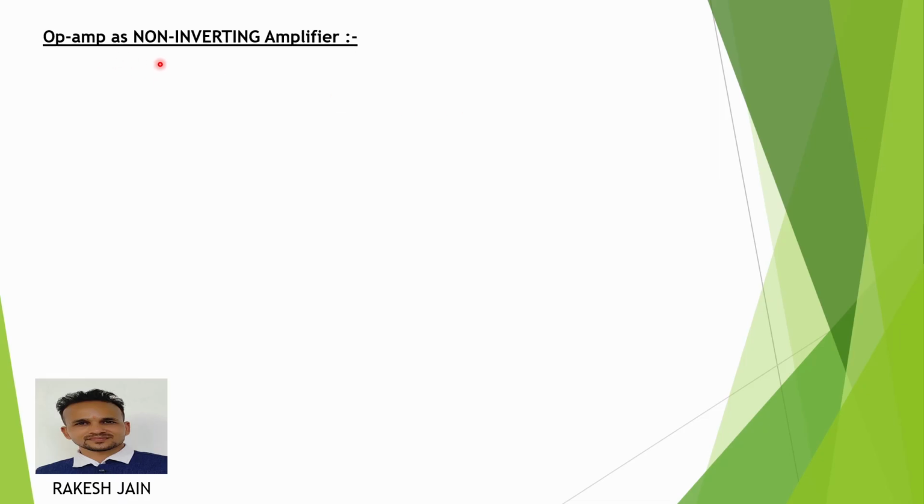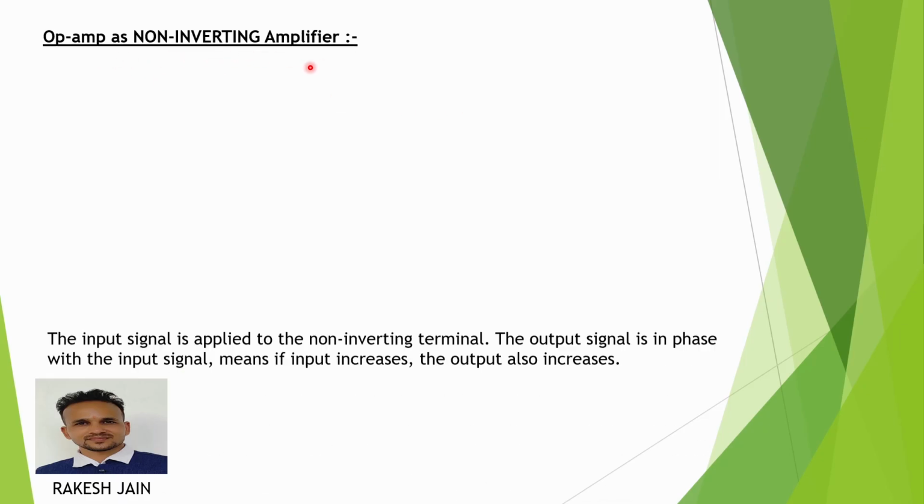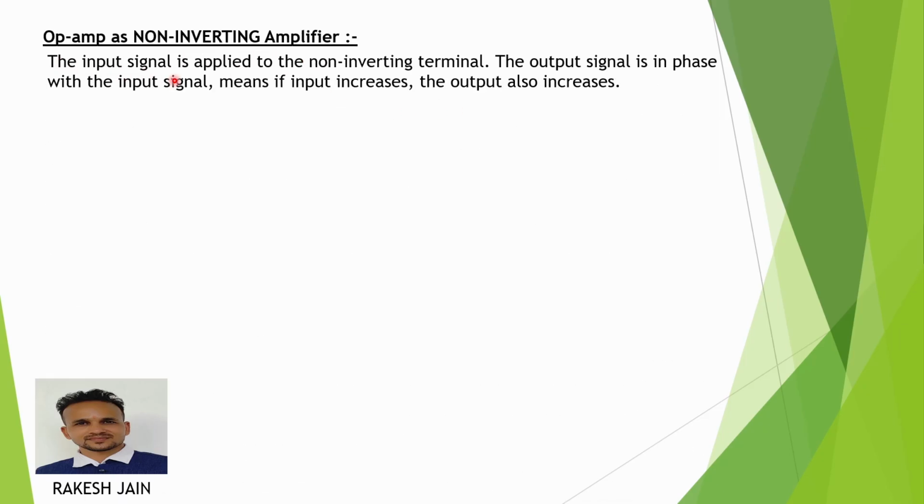Now, operational amplifier as a non-inverting amplifier. The input signal in case of a non-inverting amplifier is applied to the non-inverting input terminal, that is pin number 3, and the output signal is in phase with the input signal. Means if the input increases, the output also increases. That is the non-inverting concept. So again I use the 741 IC symbol first of all.